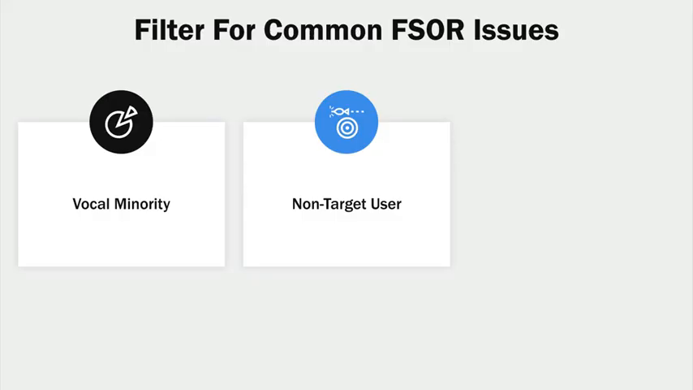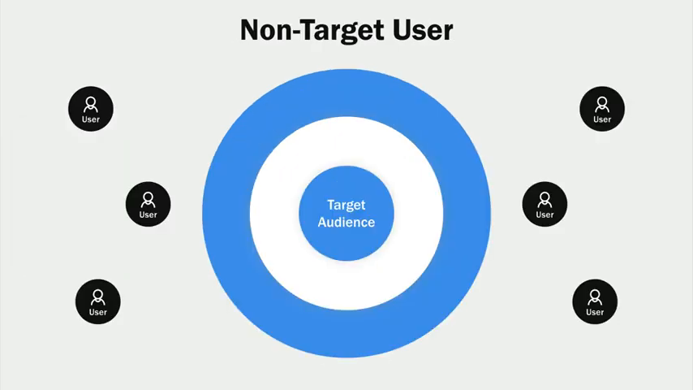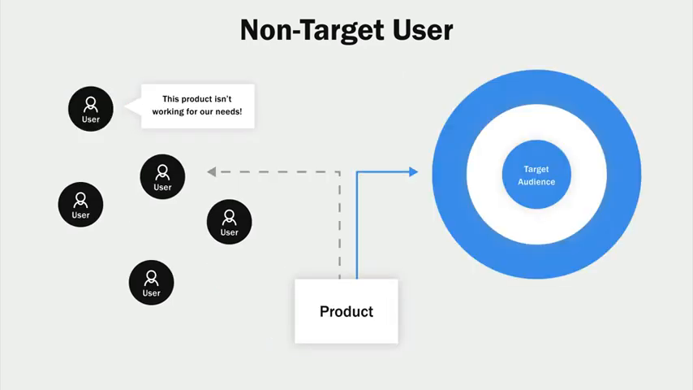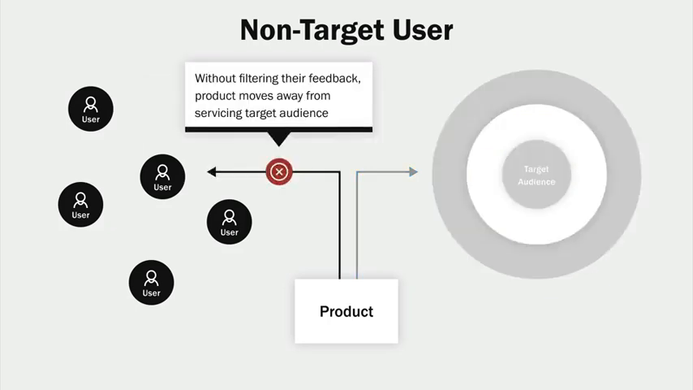The second common issue is the non-target user. It's difficult to target acquisition efforts precisely, so most companies end up with users outside of their intended target audience. We call these users non-target users. Because the product wasn't necessarily built for them, these users end up experiencing issues and submit feedback to drive the product towards their specific use case.